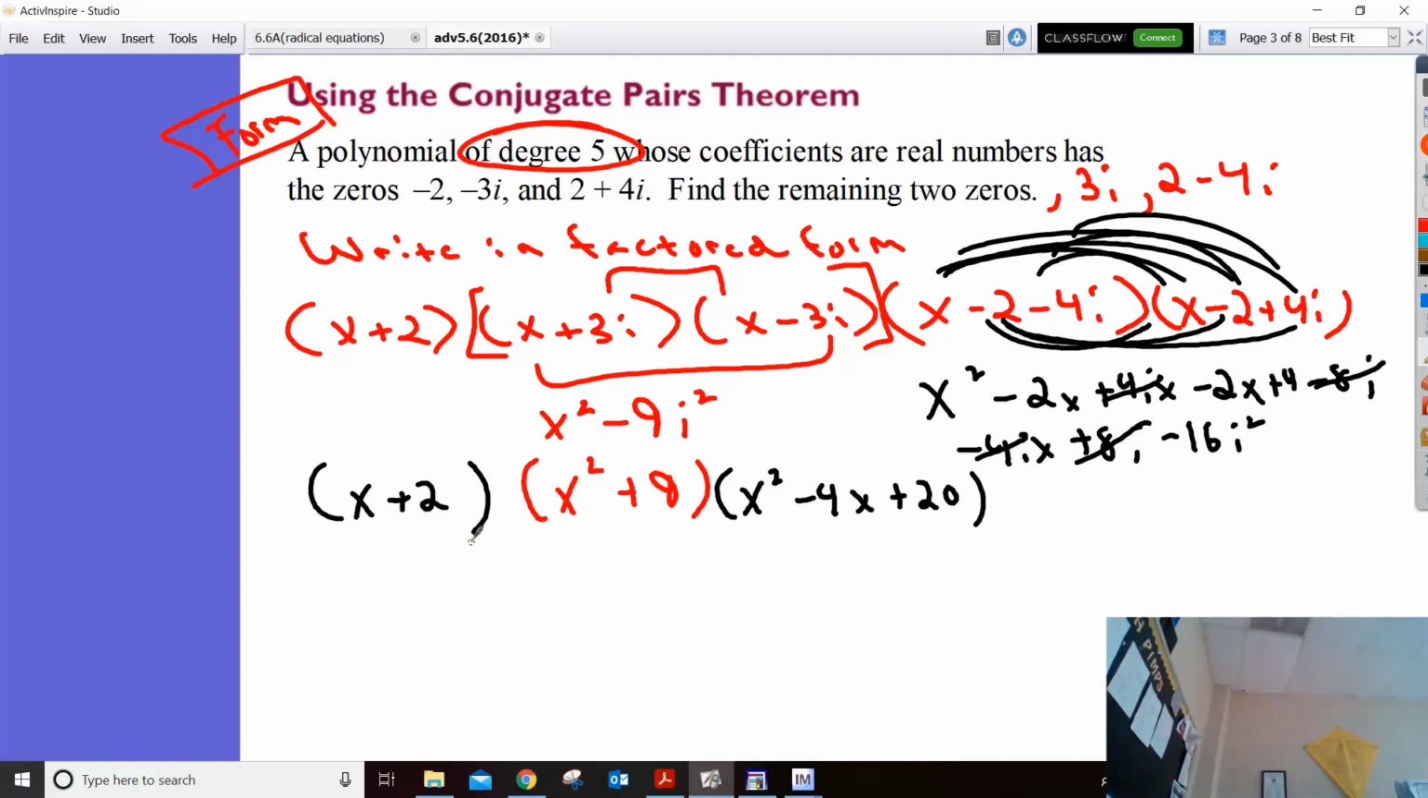You're still not done. Are you? No. Everything's not in standard form. So what do you want to work with? You want to work with x squared plus 9 times x squared minus 4x plus 20, or do you want to do x plus 2 times x squared plus 9? I don't care.